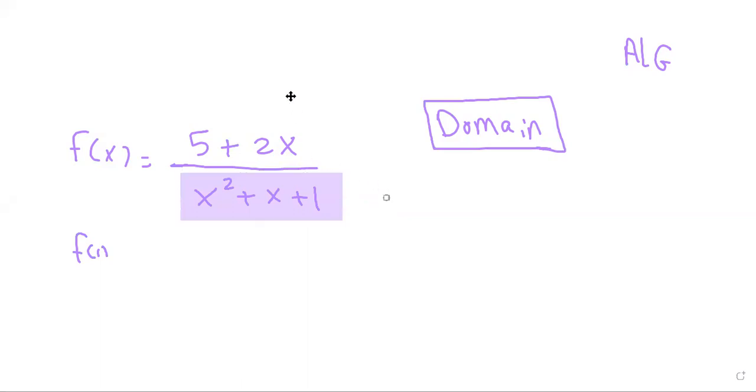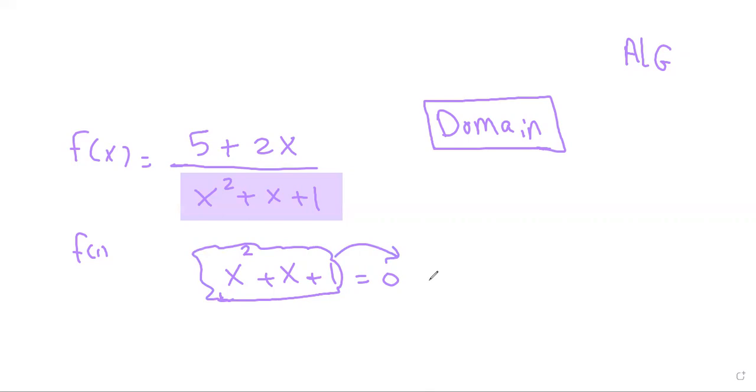So in this case, we will just put x squared plus x plus 1 equal to 0. Then try to factorize. Actually, we couldn't factorize it. X squared plus x plus 1 cannot be factorized. So in this case, we couldn't make this expression 0. There is no value that makes this expression equal to 0.